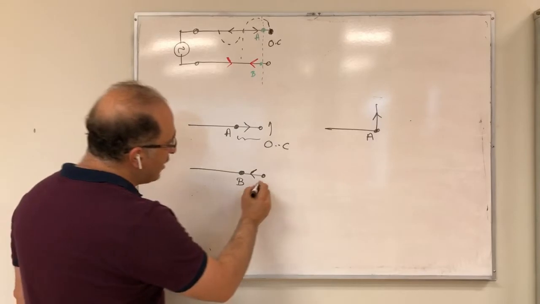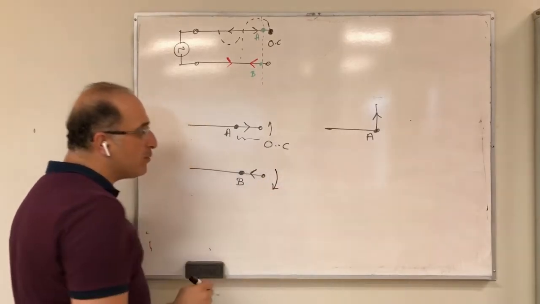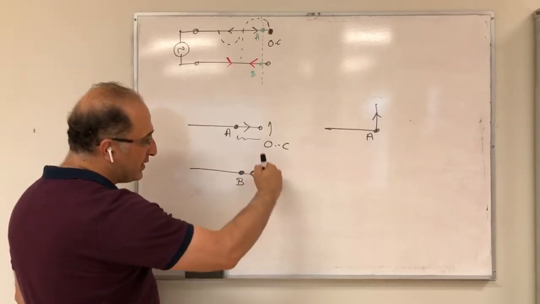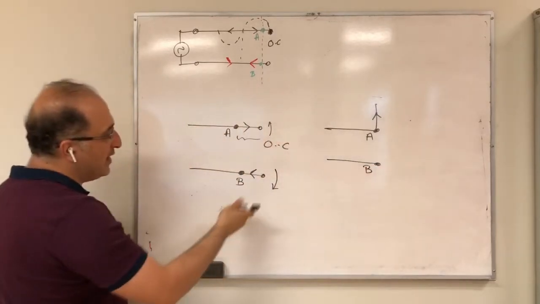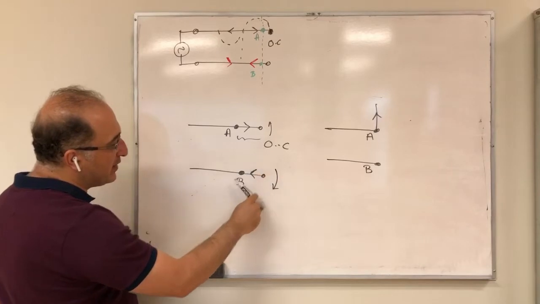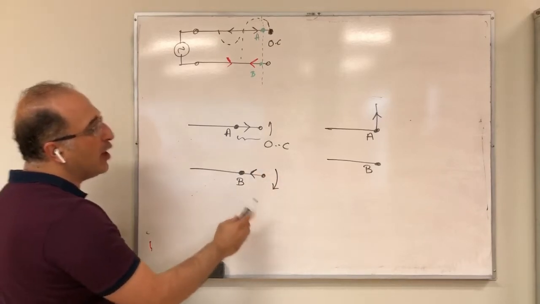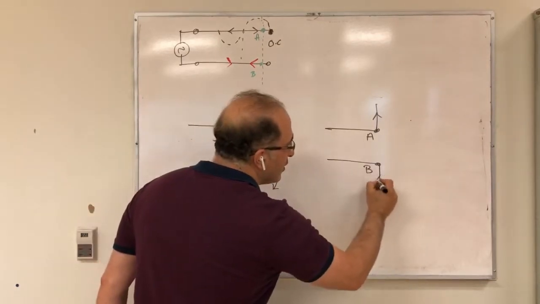Now, if I take the same thing and bend it downward, then this current is going to go downward. But pay attention here that if this is your current and you're bending it this way, the current is going to be upward, like that.